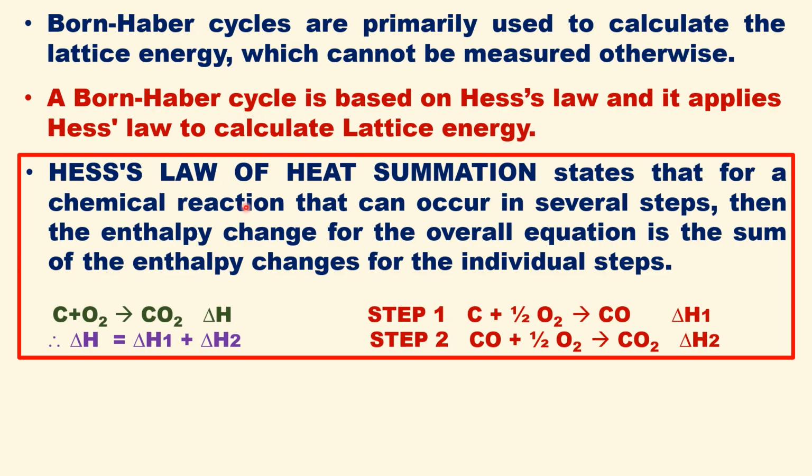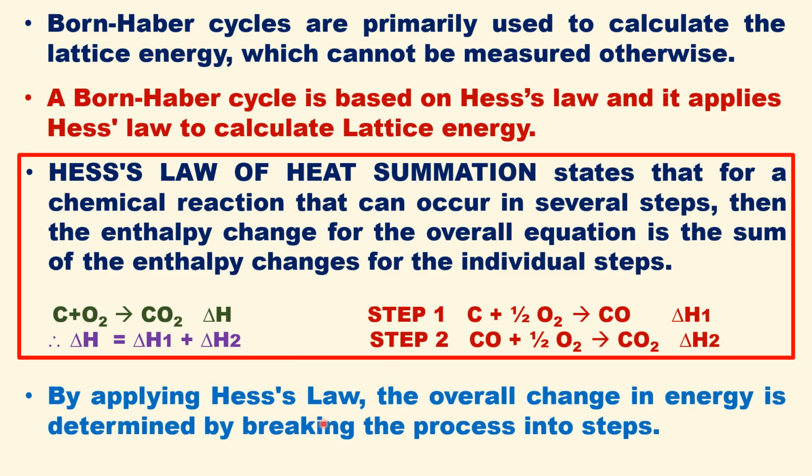Now let us define Hess's law of heat summation. Let us consider carbon plus O2 gives CO2, the combustion of carbon. This is the overall reaction with its enthalpy. Now this reaction can occur in 2 steps. In step 1, carbon monoxide is produced, delta H1. In step 2, carbon monoxide reacts with oxygen to give carbon dioxide, with enthalpy delta H2. Then the enthalpy change for the overall reaction is equal to the sum of the enthalpy changes for the individual steps. So delta H equals delta H1 plus delta H2. By applying Hess's law, the overall change in enthalpy is determined by breaking the process into several individual steps.